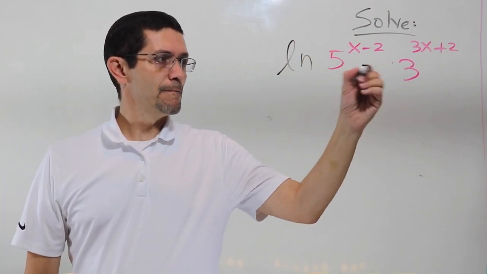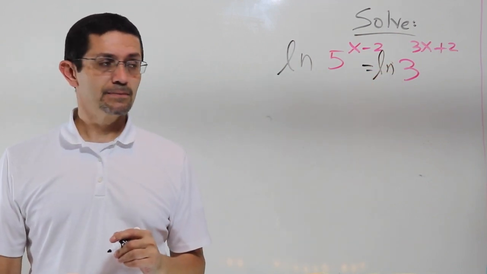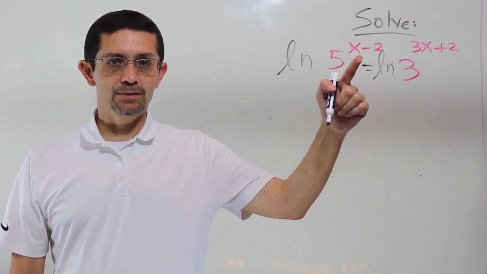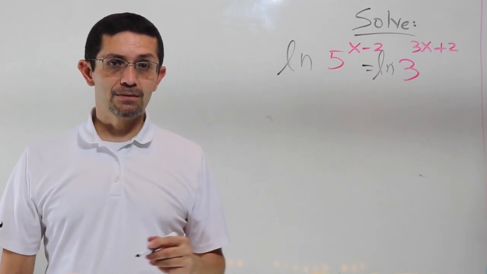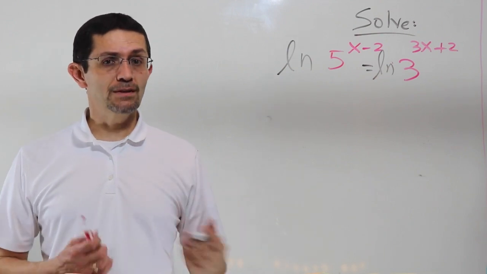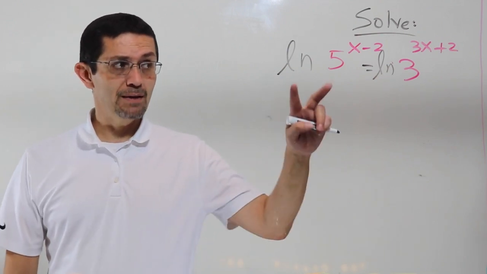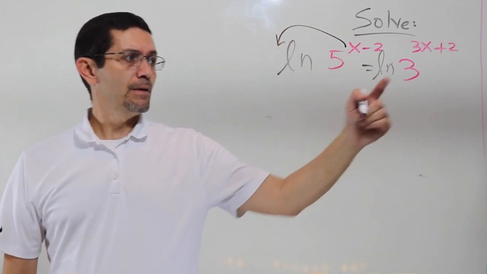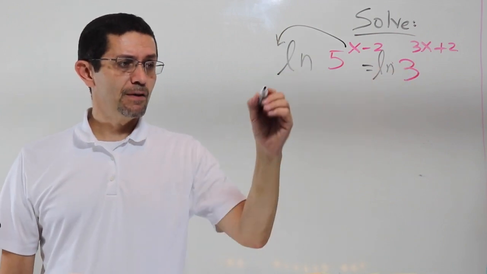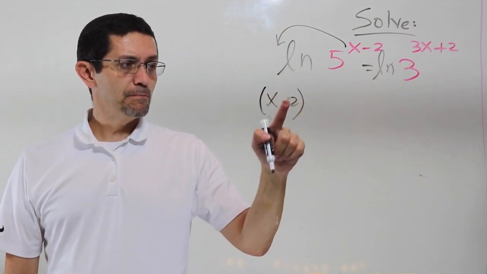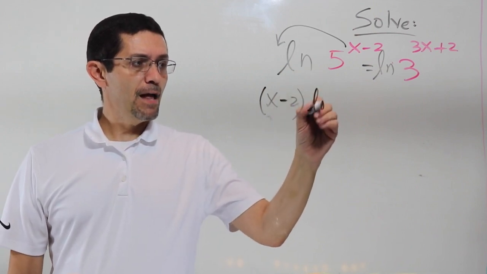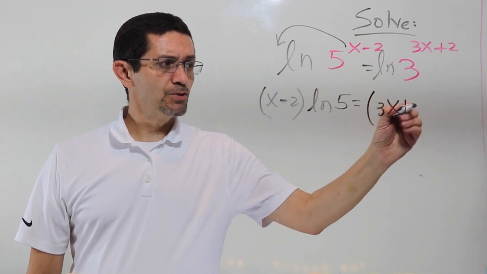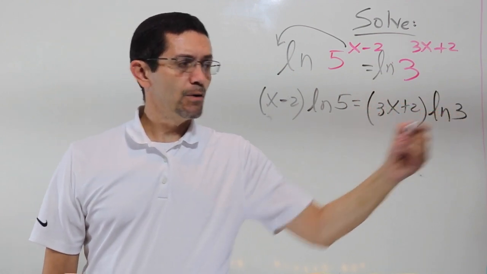ln on both sides, okay? So what's the idea about this? It's so we can drop the exponent. That's the whole idea about applying natural log on both sides. And remember, that's the one-to-one property, okay? We're applying the one-to-one property. The exponent drops in the beginning. So we'll have x minus 2 ln of 5. And the other side, 3x plus 2 ln of 3.